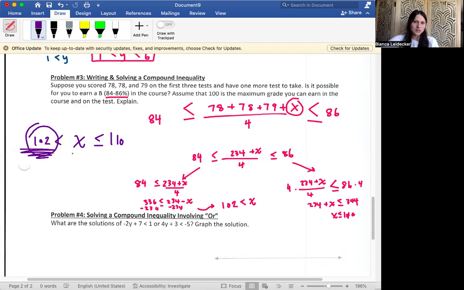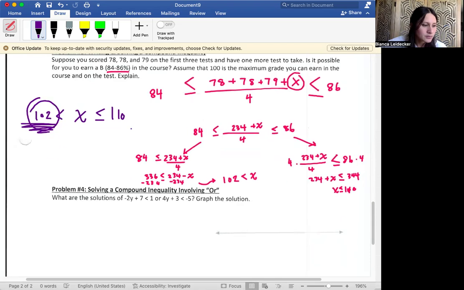And so to explain, I'm not going to write it all down, but you can write this down. When you explain, you would say, no, because you would need at least a 102 on the test to get an 84%.